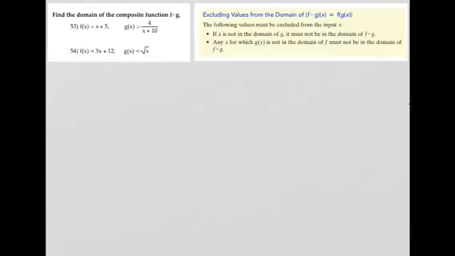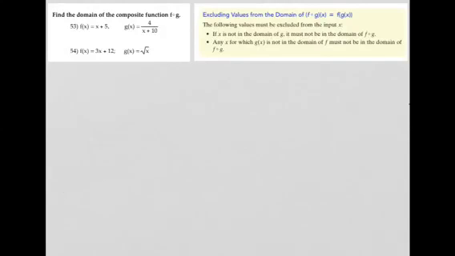In these problems, we want to determine the domain of the composite function f of g. So what we know from the textbook is that we have to exclude certain values from the domain of f of g, and what's left is the domain of f of g. So the first thing we're going to do is look at the function g by itself. Any value that is not in the domain of g can't be in the domain of f of g.